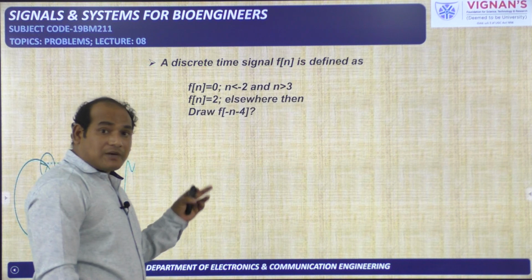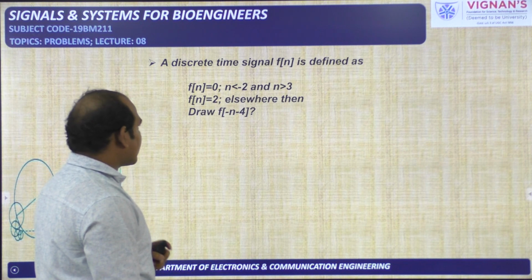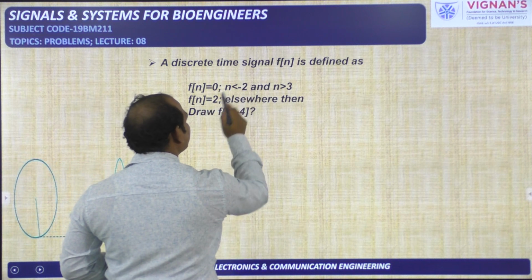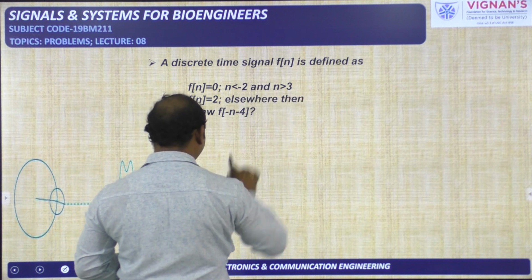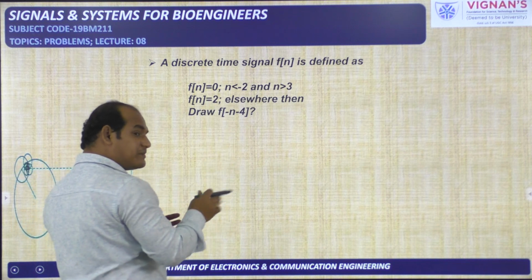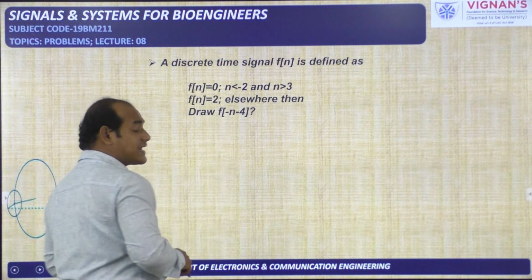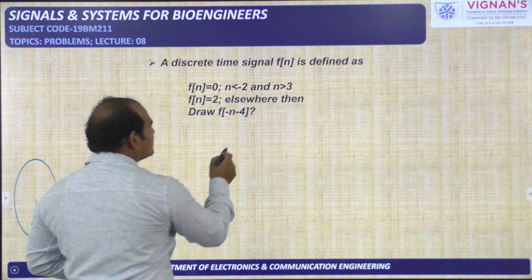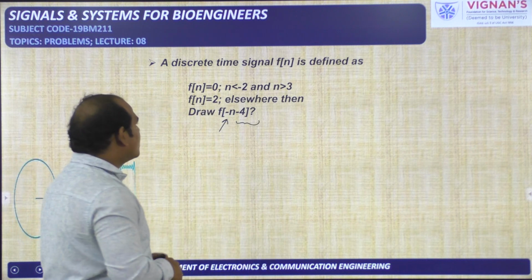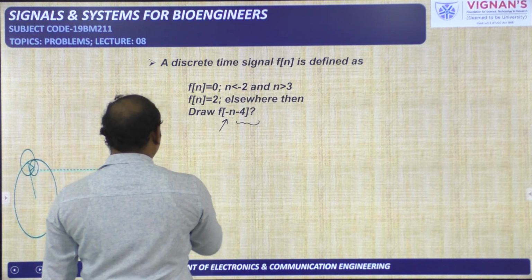Now the problem is based on discrete time signal. So discrete time signal f of n is defined as, they have given f of n is equal to 0 when n is less than minus 2 and when n is greater than 3, and they have given f of n is equal to 2 elsewhere. That means in the remaining time f of n is equal to 2 only. Then draw f of minus n minus 4. So this is shifting and reversal, both operations we have to perform. Okay, so first I will try to draw the signal, then you see very carefully.